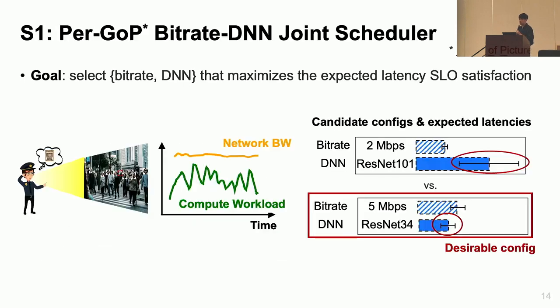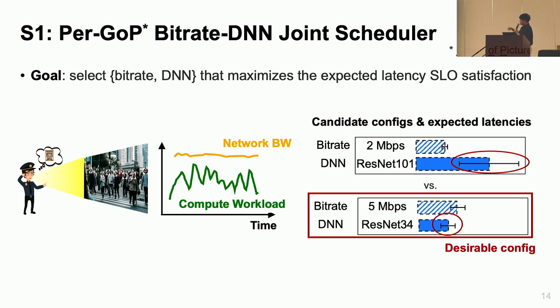In the next few slides, I would like to briefly introduce the key insights of each component. The first component is the per GOP bitrate DNN joint scheduler, whose goal is to select a bitrate DNN configuration that maximizes the expected latency SLO satisfaction over the next scheduling window. For example, assume the AR person finding scenario where the AR glasses are scanning a very complex scene, and assume that the network bandwidth is quite stable, whereas the compute workload fluctuates quite heavily.